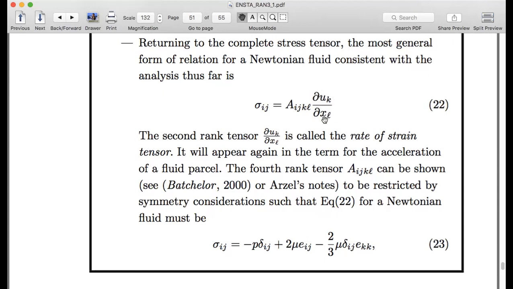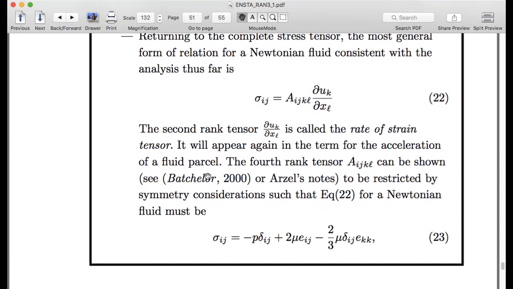So there's a 3 by 3 matrix here, which represents a second rank tensor. That tensor comes up over and over again in fluid mechanics, so it has a name. It's called the rate of strain tensor. So just the velocity gradient. And in particular, we're going to see it again when we derive the Navier-Stokes equations and we look at the acceleration of a fluid parcel.